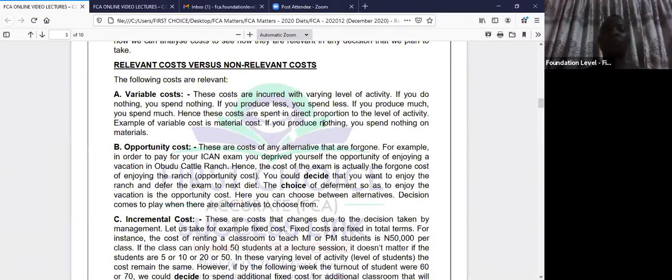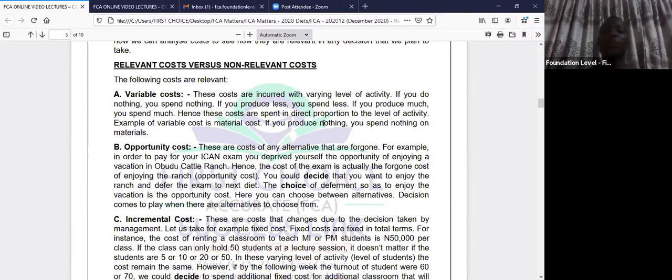Okay, if you make 10 loaves of bread, it's 10 times 100 naira, which is 1,000. If you make 20 loaves of bread, your level of activity has increased. So it is increasing proportionally.